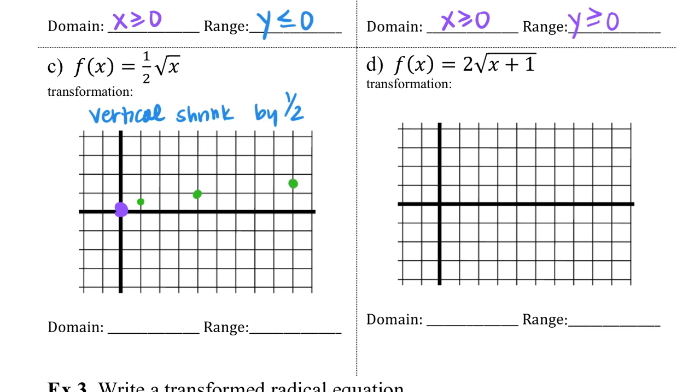Okay, it's very squashed, but this is going to be my little square root. My domain, x is greater or equal to 0. My range, y is greater or equal to 0.